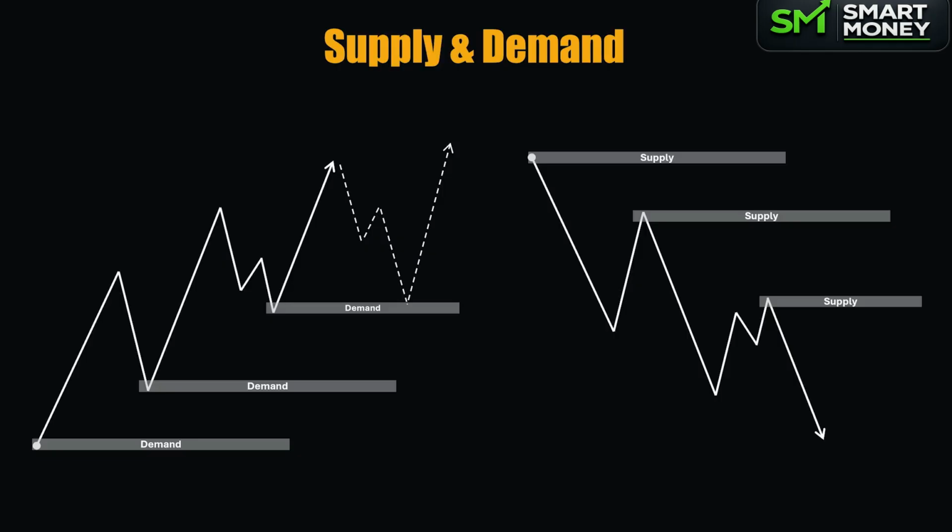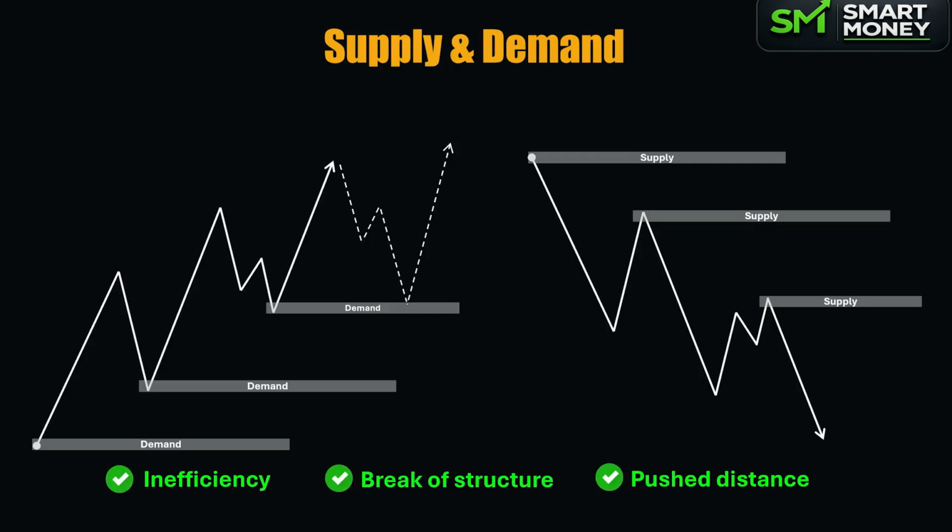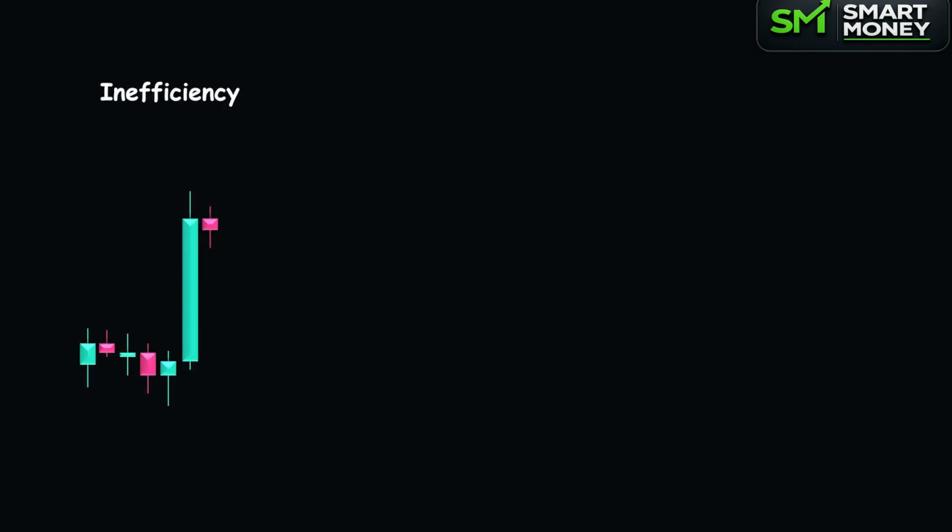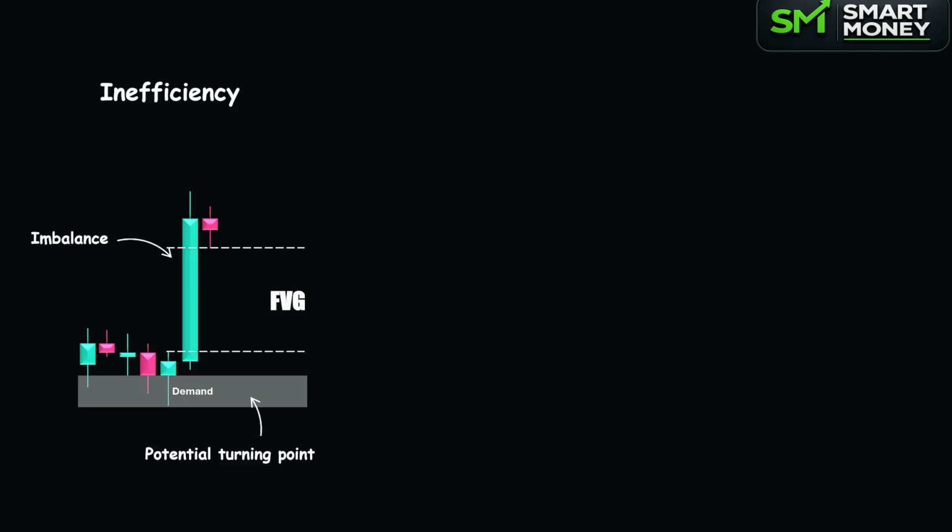However, there are several key factors to consider when identifying valid supply and demand zones for trading: inefficiency, break of structure, and pushed distance. Each of these serves as an important clue in confirming the strength and reliability of the zone. Inefficiency occurs when price leaves an area quickly, creating an imbalance between buying and selling orders. This imbalance is often visible as a fair value gap between consecutive candles. These gaps indicate a lack of supply or demand at that level, making it a potential turning point.